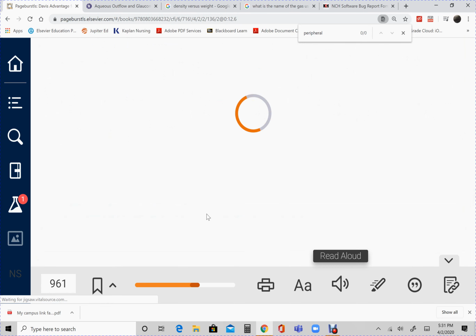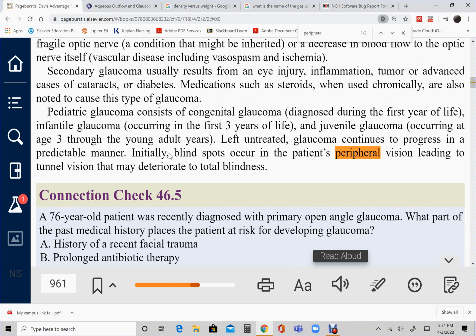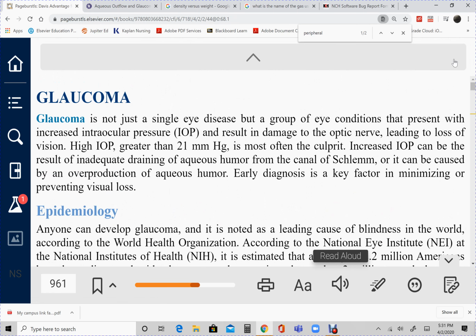I'll proceed now with glaucoma. Now for glaucoma, there are various types here. The normal intraocular pressure is between 10 and 21 millimeters of mercury. That number is found in chapter 40.